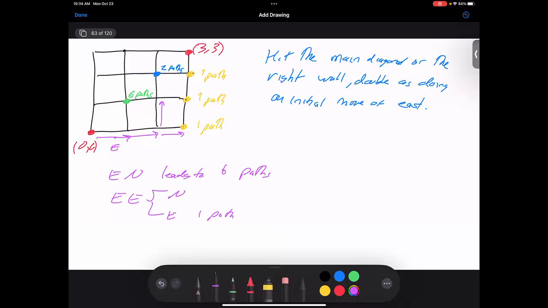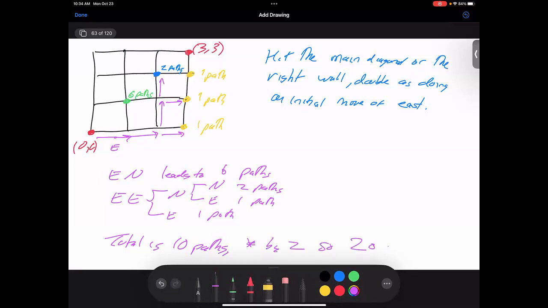I can continue to go north, or I could go east. So if I go north, how many paths are there from that point onward? 2 paths. If I go east, how many paths are there? So how many paths are there? Total is 10 paths. Multiply by 2, so 20 paths.